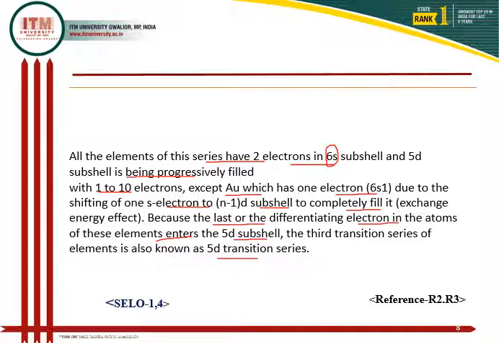So the third transition series, that is the 5d series, always has the electronic configuration 5d1 to 10, with almost 2 electrons in 6s, but there is an exception for stability, like gold. It has only one 6s electron, and the inner orbital is completely filled for stability. It shifts the electron in. So the electronic configuration is different in the third transition series.